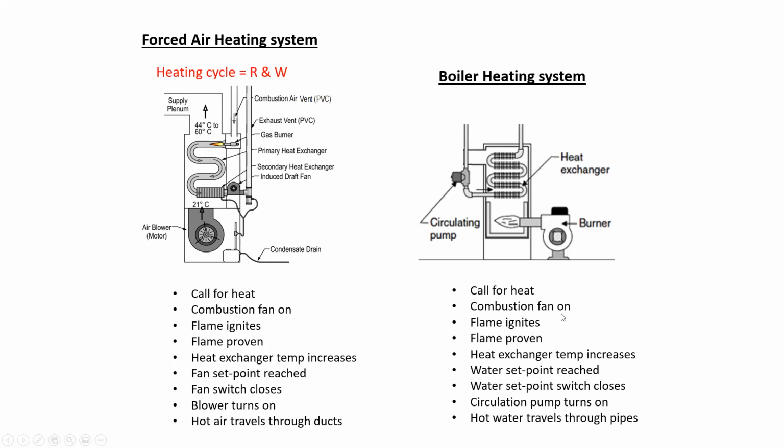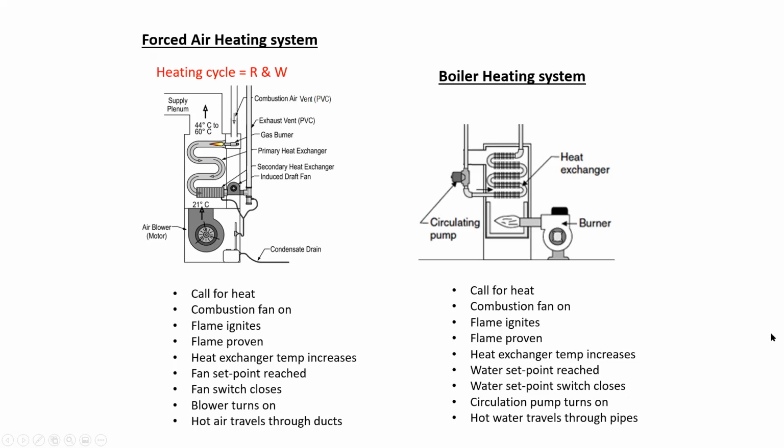Combustion fan would turn on inside the boiler system. The flame would ignite, the flame would be proven. The heat exchanger temperature would increase, and finally, the water set point would be reached, and the water set point switch would close. Then the circulation pump would turn on, and hot water would travel through the pipes.